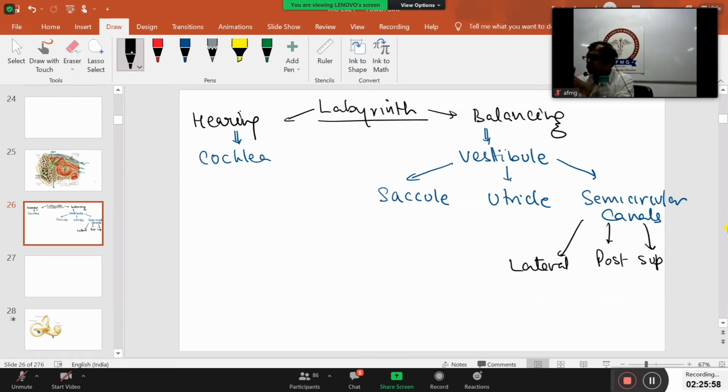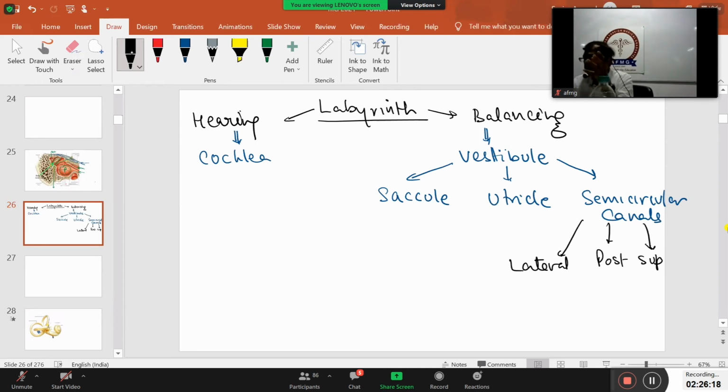And like I told you before also, only one cochlea for hearing and so many things for balancing. That's why I told you balancing is very complex, remember? Not only this, then you have the eye and the proprioceptors and the cerebellum all together causing the balance. So balance is really very complicated.